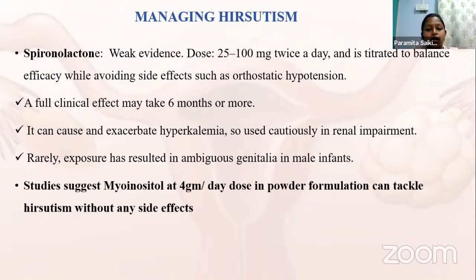In managing hirsutism, spironolactone shows weak evidence. The dose is 25 to 100 milligrams twice a day, titrated according to efficacy while avoiding side effects such as orthostatic hypotension. A full clinical effect may take 6 months or more. It can cause and exacerbate hyperkalemia, so it is used cautiously in renal impairment. Rarely, exposure has resulted in ambiguous genitalia in male infants. Studies suggest minoxidil at a dose of 4 grams per day in powder formulation can tackle hirsutism without any side effects.